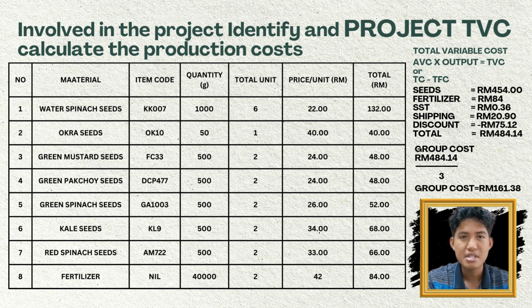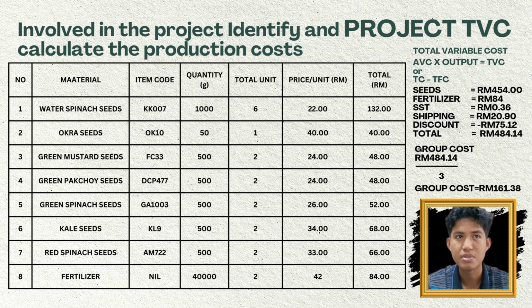As you can see in the table, we have listed all the materials, the item code, quantity, total unit, the price per unit, and also the total value for each material. To start with, we have water spinach seeds, okra seeds, green mustard seeds, pak choy seeds, green spinach seeds, kale seeds, red spinach seeds, and fertilizer. The quantity, like I said, is also listed here.